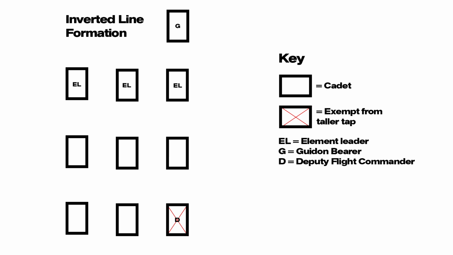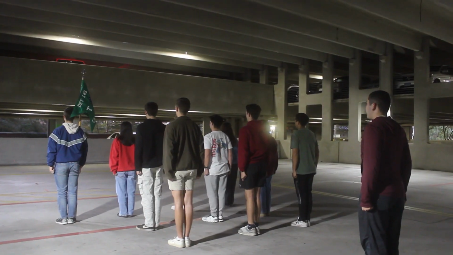Now that you are in inverted line, the only cadet that is exempt from taller tapping is the deputy flight commander if there is another cadet behind them. If there is no one behind them, then there are no exceptions. The same procedure from column formation is used to switch spots with a shorter cadet in inverted line as well. Now that you're in inverted line formation, identify if there's a cadet behind the deputy flight commander. If there is, call the command.